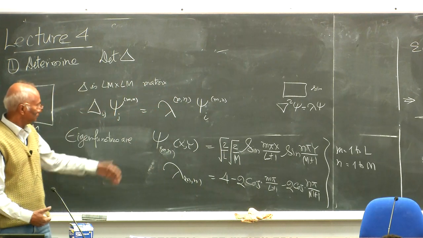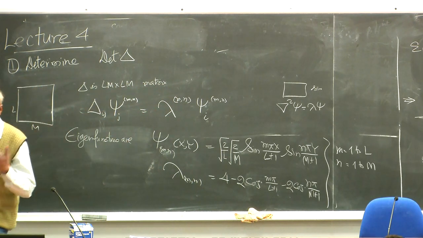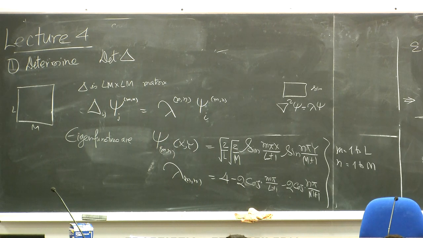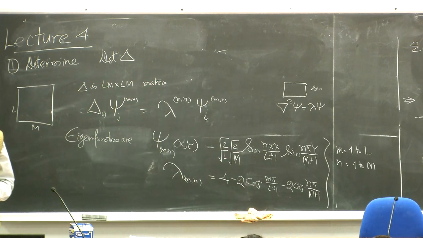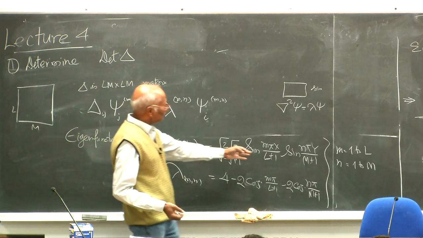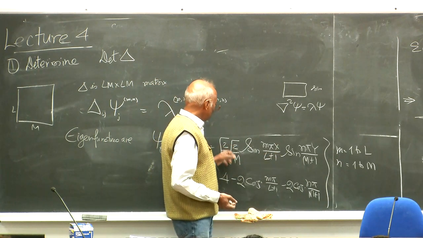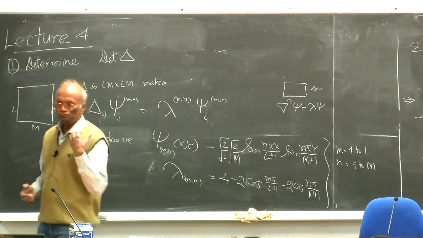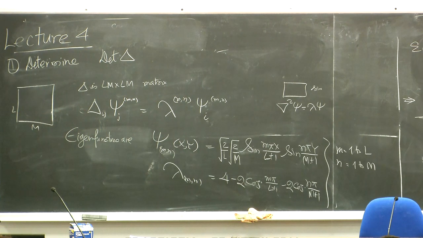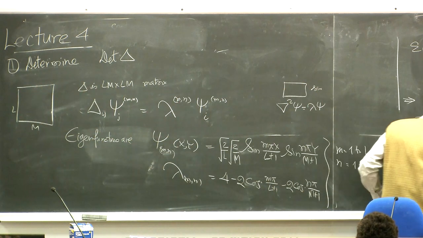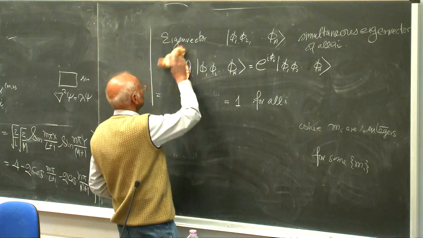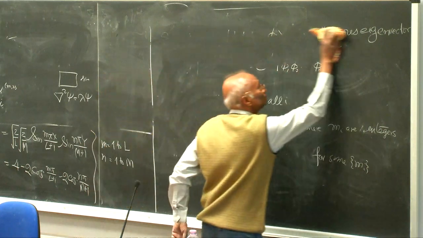So there are lm distinct eigenvectors, distinct solutions, everything is done. I even wrote down the normalization constant from memory. The point being, that sine squared average is half, and the 2 takes care of the half, and root L takes care of the fact that you sum over everything, you should get 1. Okay, so now, my lambda_mn is known.